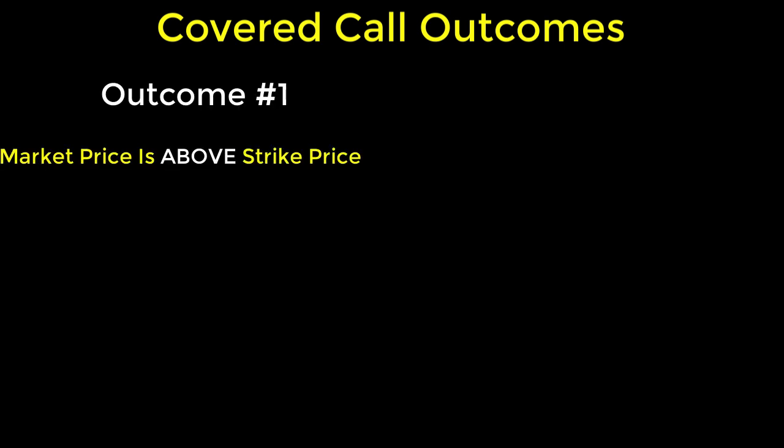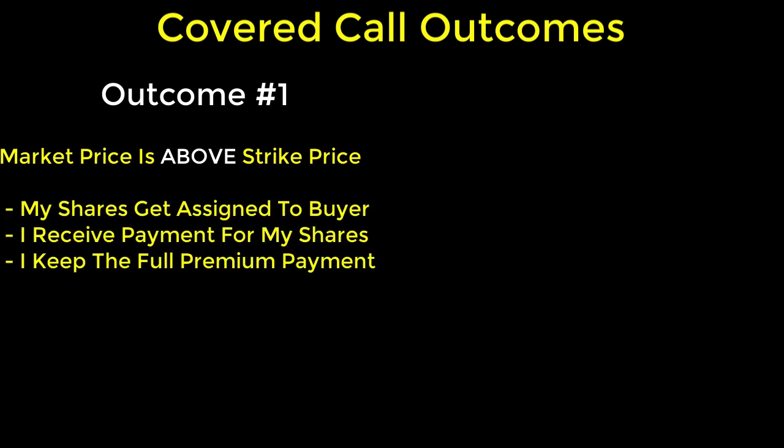So let's now take a look at the two possible results from me selling a covered call option contract. Outcome number 1 occurs when the market price finishes above my strike price, in which case my shares will get assigned to the buyer, and in return I'll receive payment for my shares based upon the strike price. Additionally, I will keep the full premium payment that I received for selling the option contract in the first place.